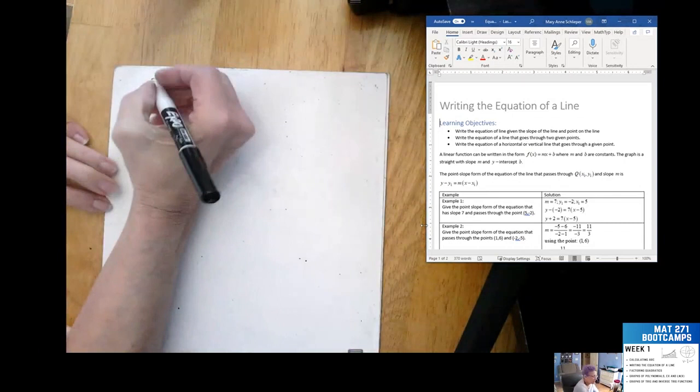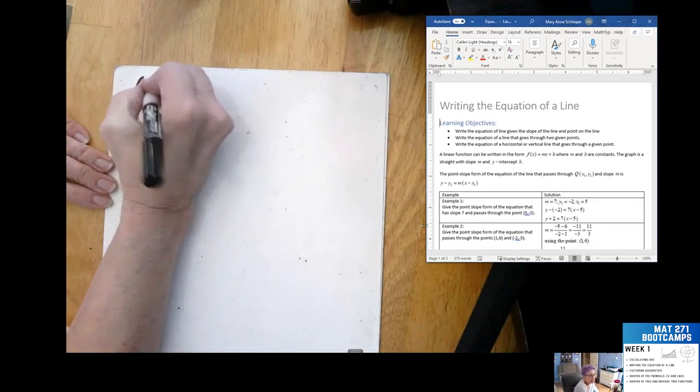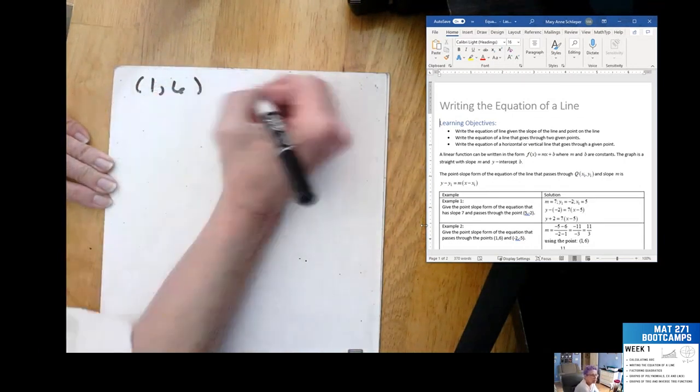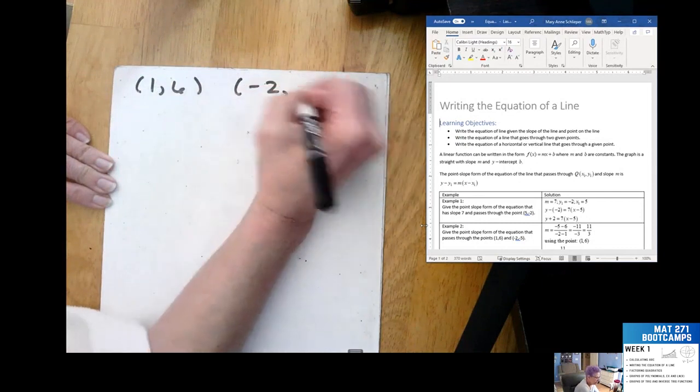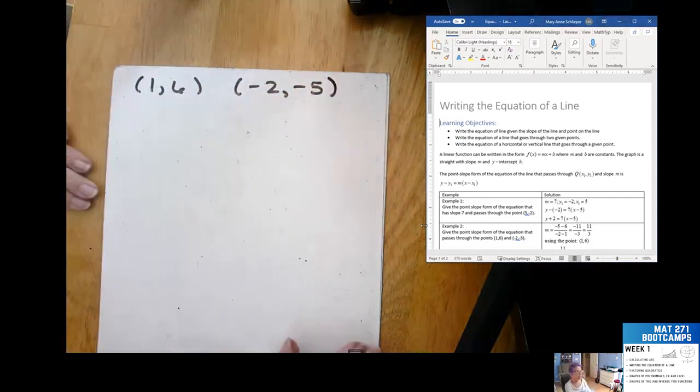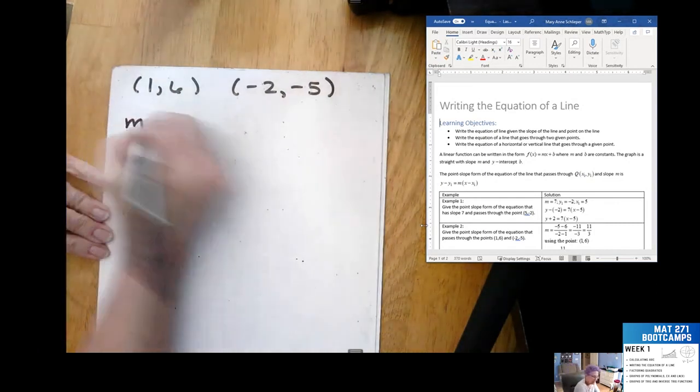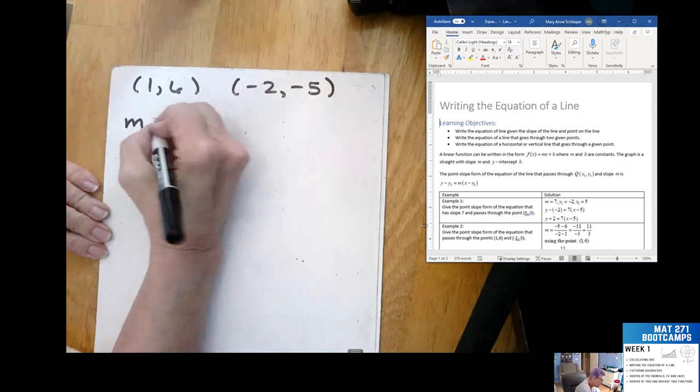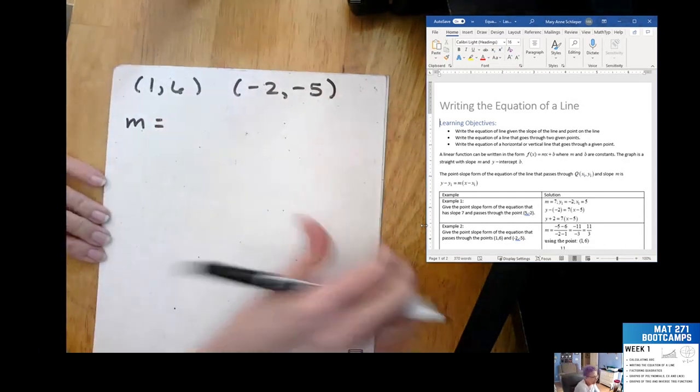Next example just gives us 2 points, the point 1, 6 and the point -2, 5. In order to write the equation, we need a slope and we need a point. We have twice as many points as we need, but we have no slope. So we'll go back to average rates of change and calculate our slope.